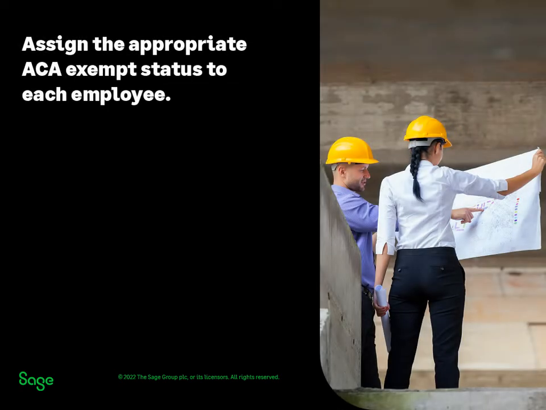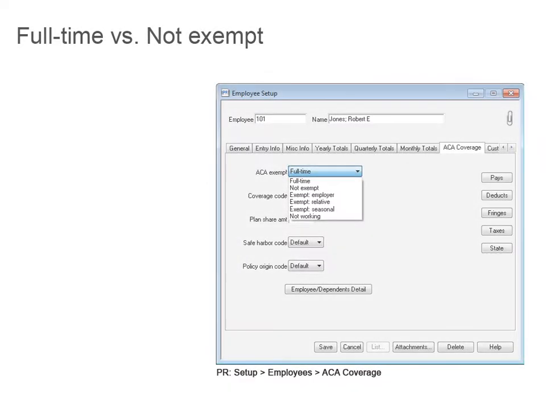Before you can determine your full-time and full-time equivalent employee counts, you will need to assign the appropriate ACA exempt status to each of your employees. In the Employee Setup window, on the ACA Coverage tab, you are able to assign the ACA exempt status for each employee. For the purposes of this lesson, we will only be considering employees who are not exempt from Affordable Care Act reporting.